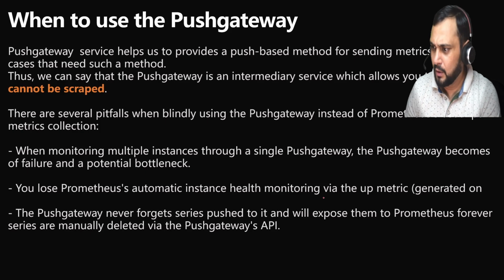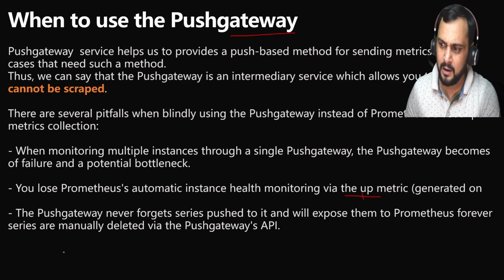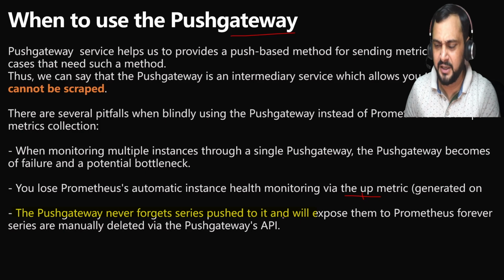But it says that there is one metric that is called up. I showed you in my previous lesson that we can use the up metric to see whether my application is running or not. If we are using push gateway, then this metric will not be available here. Push gateway never forgets series pushed to it.